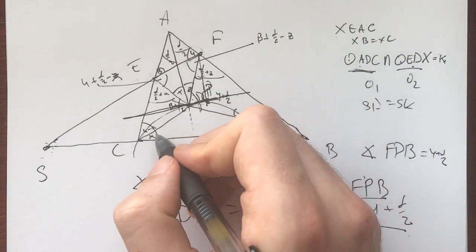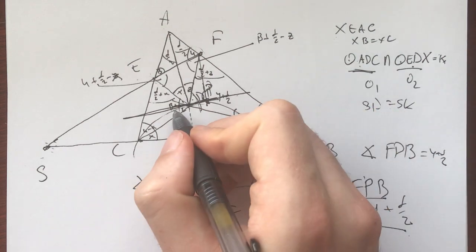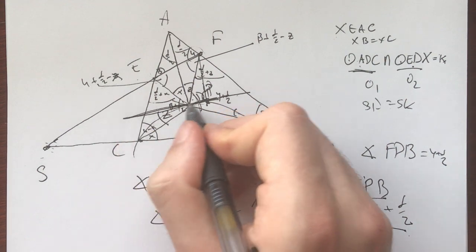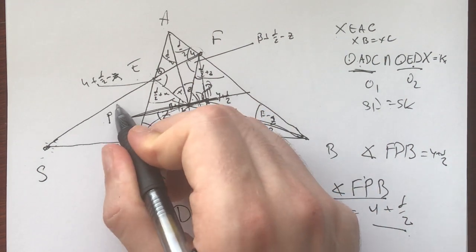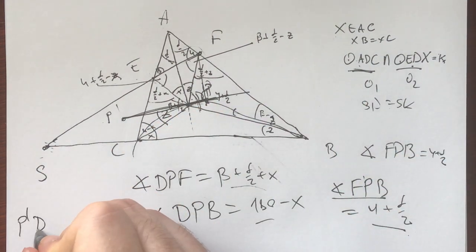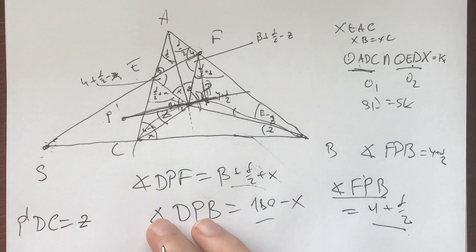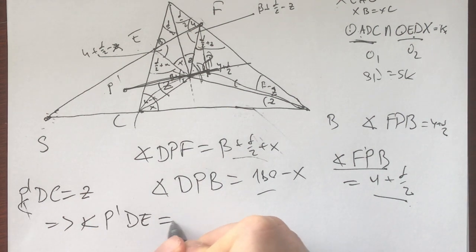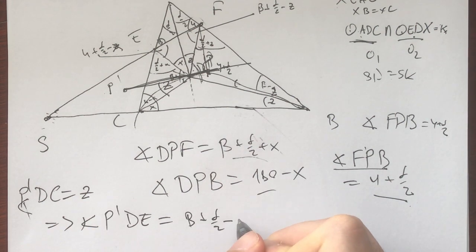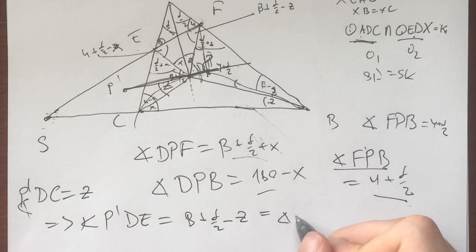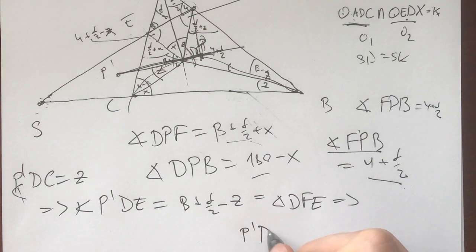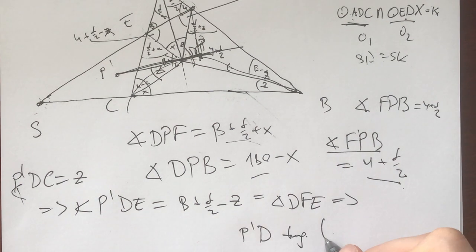bisector, the tangent of CDB at point D. And now this forms the angle Z here with, take a point here, that's P prime. Now we have P prime DC is equal to Z, which implies that the angle P prime DE is equal to beta plus alpha half minus Z, which is equal to the angle DFE, which implies that P prime D is tangent to the circumcircle around DEF as well.